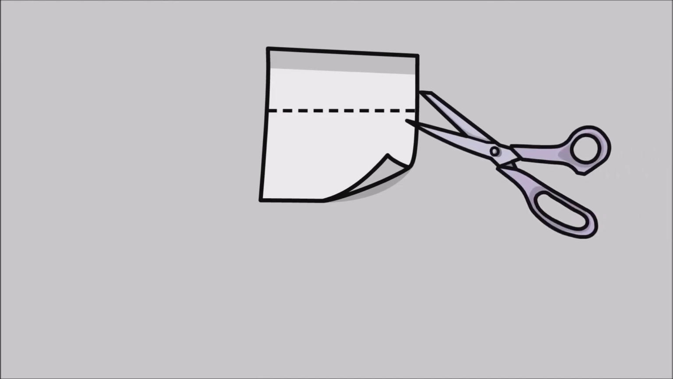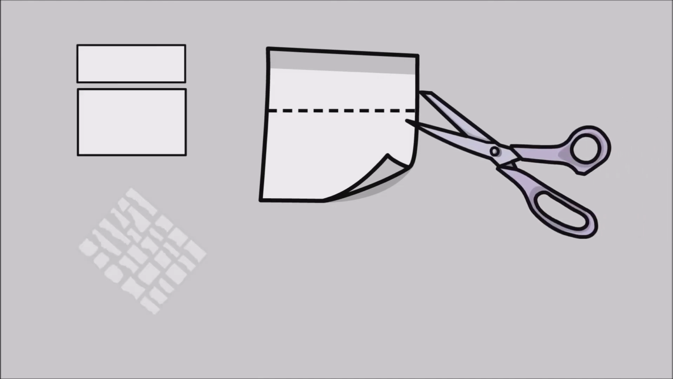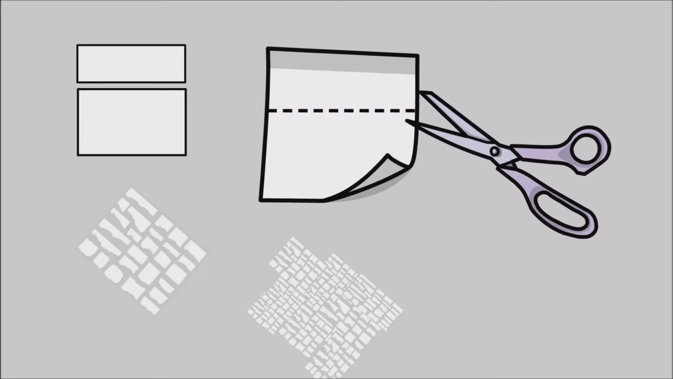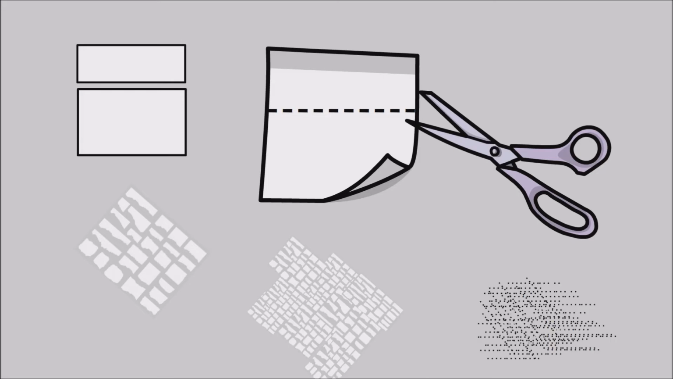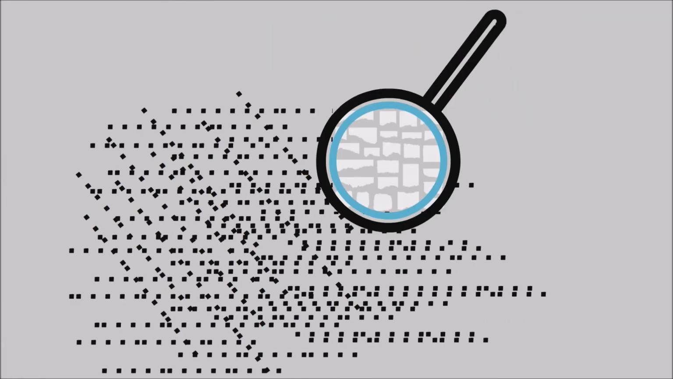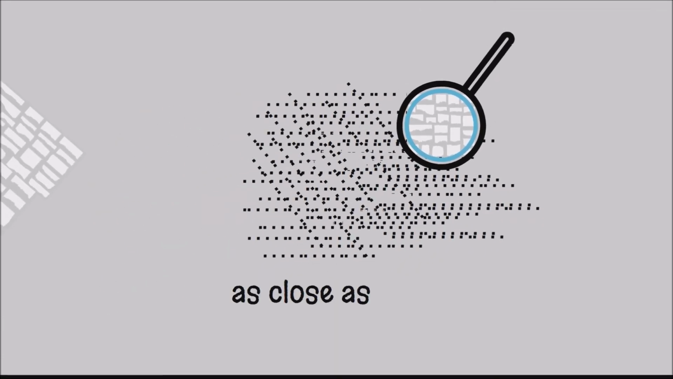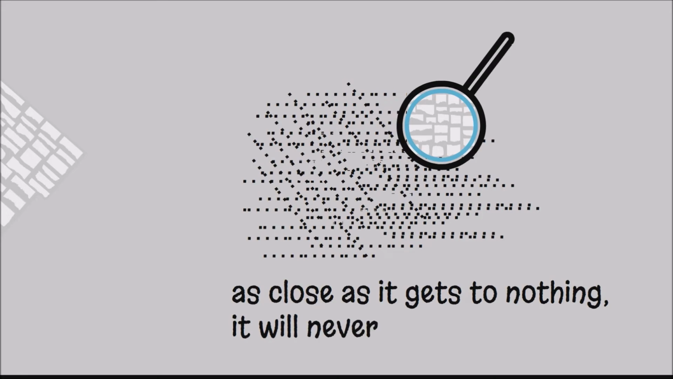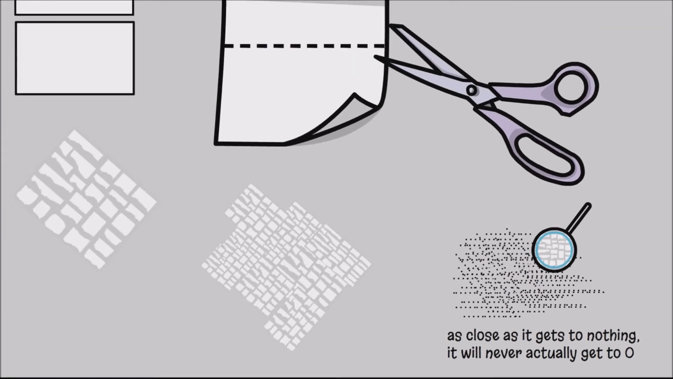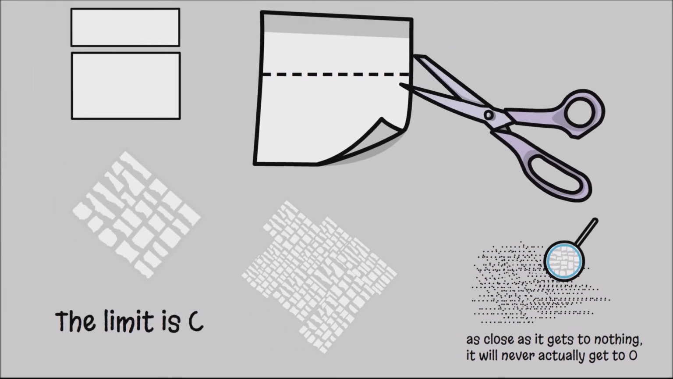Imagine a piece of paper that we keep separating into different pieces. 2 pieces, 10 pieces, hundreds, thousands, millions of pieces. As the number of pieces get bigger and bigger, the smaller each piece becomes. Even so small that you probably cannot see it with your eye. But guess what? As close as it gets to nothing, it will never actually get to 0. So we say that the limit is 0.